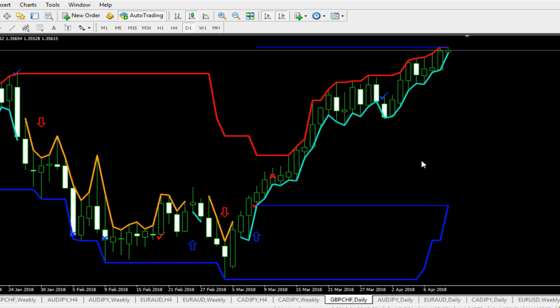So I know that the AUD JPY, the EUR AUD, the GBP CHF, the CAD JPY, the USD CAD, the USD JPY, and a couple other pairs too. I noticed for a fact that those pairs are very smooth moving, very trendy type pairs. And once they get on a real trend, it takes a while for them to get off and then stop.